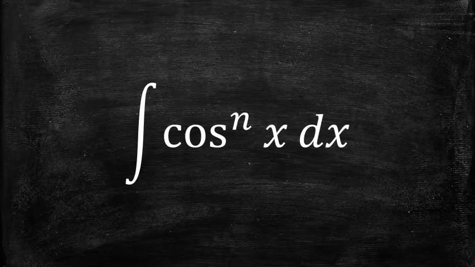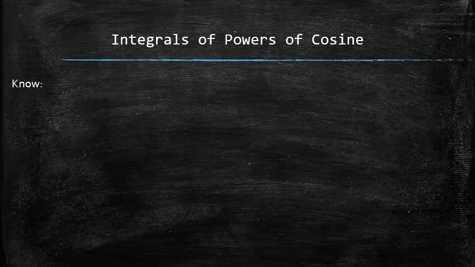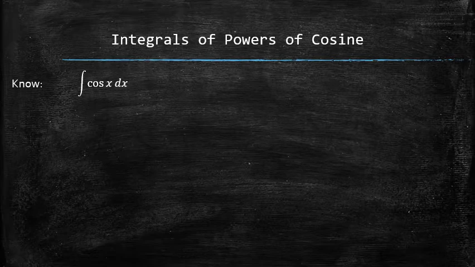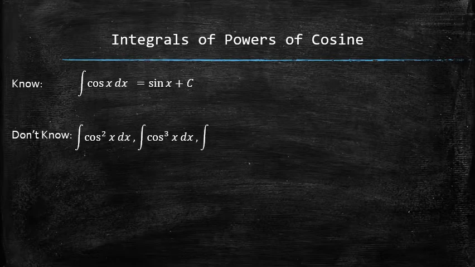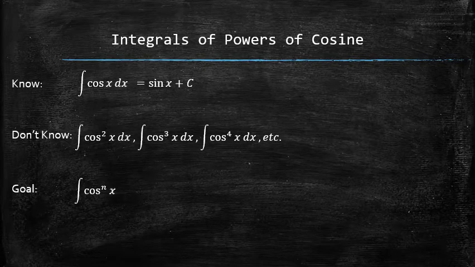Next, we will discuss how to integrate the powers of cosine. From the basic rules of differentiation, we know that the general antiderivative of cosine is sine. But there are no basic rules of differentiation and integration that would provide us with the formulas for integrating powers of cosine starting with 2 and above. So the goal is to fill in this gap and develop the methods for integrating such functions.